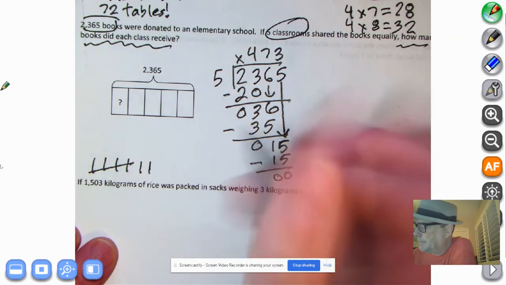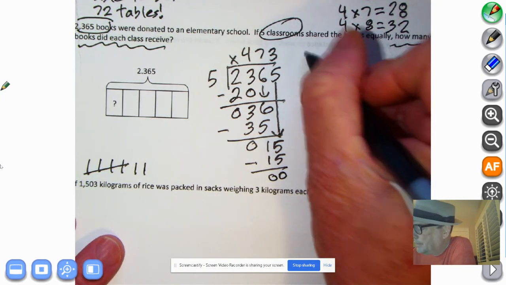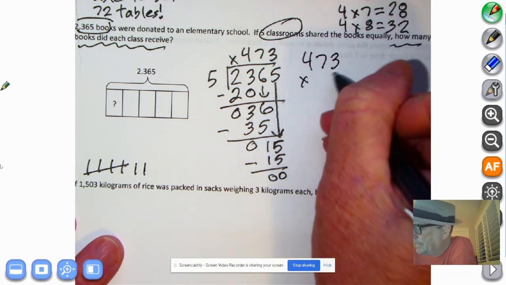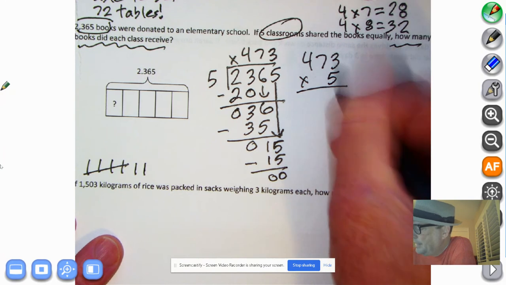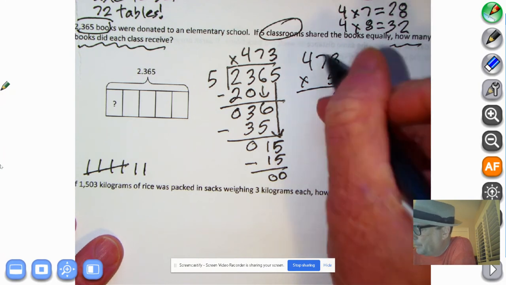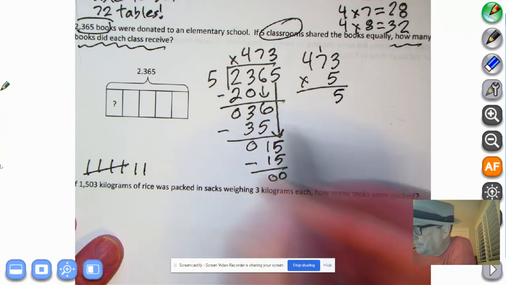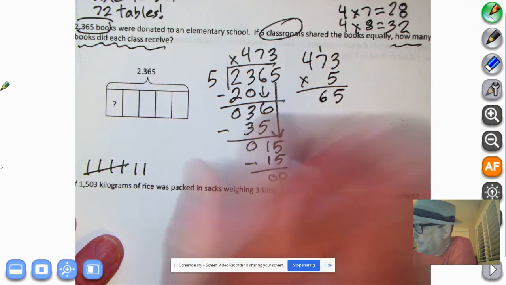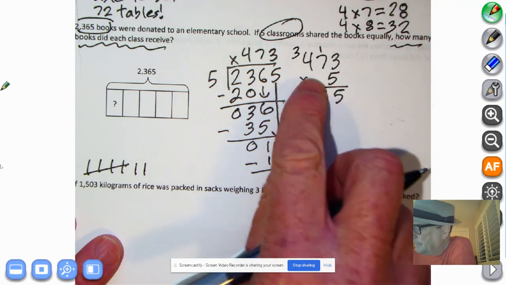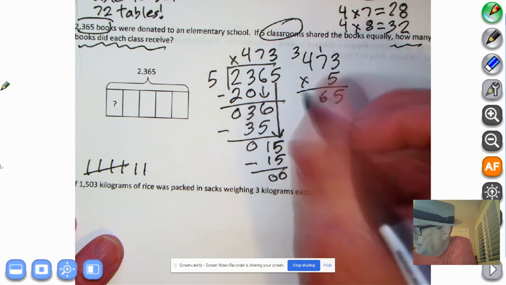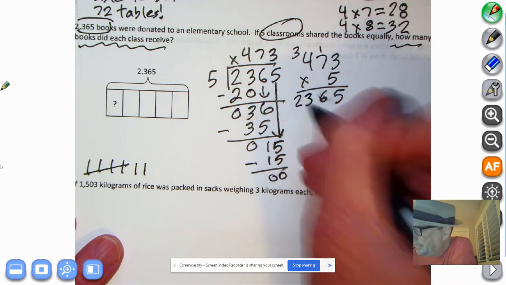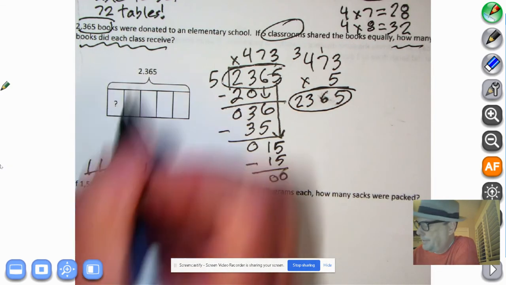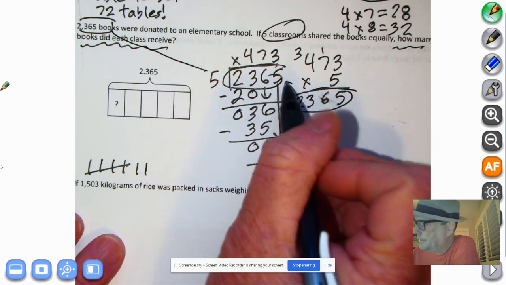So it looks like each class will get 473 books. Let's go ahead and double check. I'm taking the quotient, the answer, and multiplying it by the divisor, 5. 3 times 5 is 15. Bring up the 1. 7 times 5. We already know the answer there. 35, plus 1 is 36. Look at that, 36. My 3 goes up here. 4 times 5 is 20, but add on 3. What do we get? 23. And we get the dividend. It's all good, right? 2,365, 2,365.